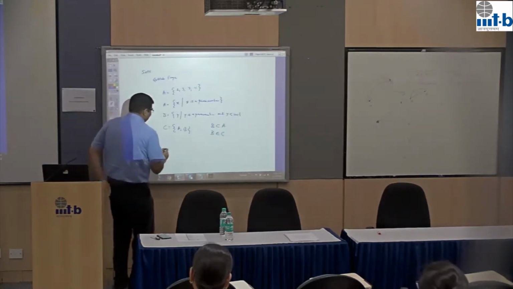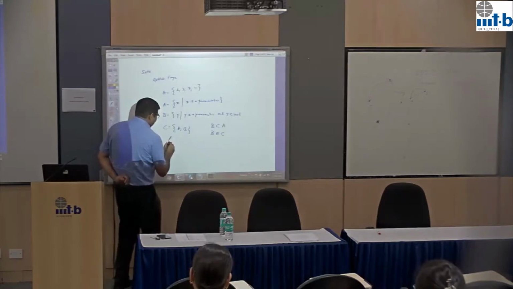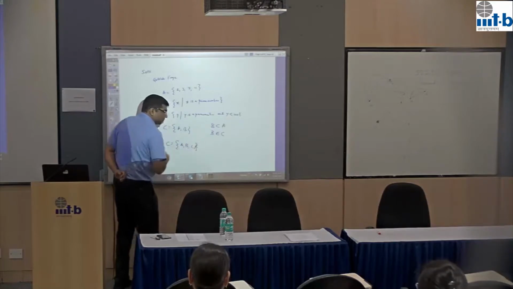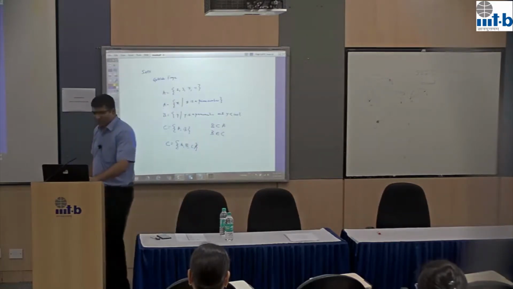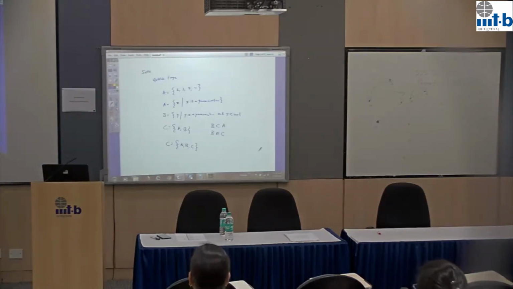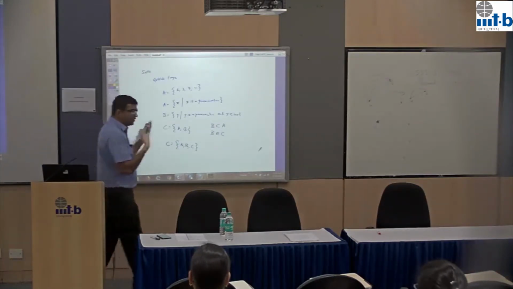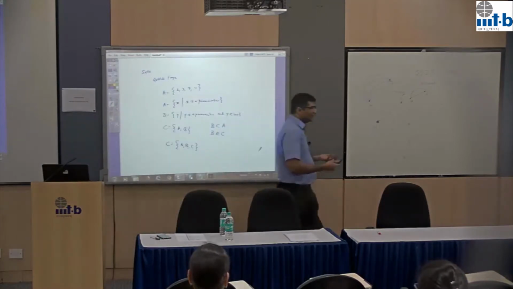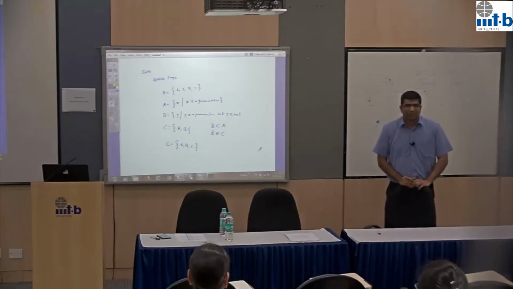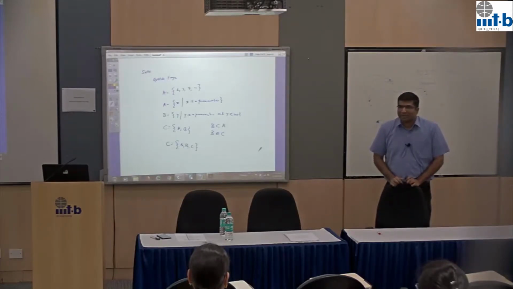Can I have a set like this? C equal to... what does this set do? A set can be an element of a set, right? And so what is this set saying? C is a set which contains A, B and C. Is there something strange in this?